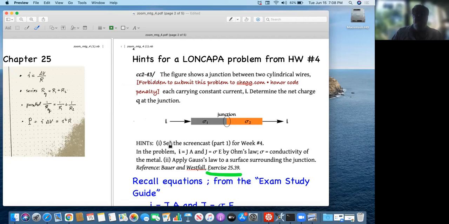There are some hints already given with the problem. The hints tell you that you're going to use the current density, so that's J, and the conductivity is given, so you're going to use the equation for conductivity. Well, current is current density times area, so that's J, and J is sigma E, that's Ohm's law, where sigma is the conductivity. That's one way of writing down Ohm's law.